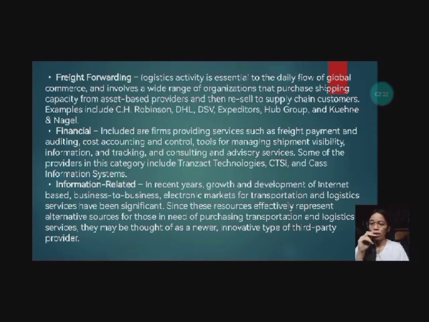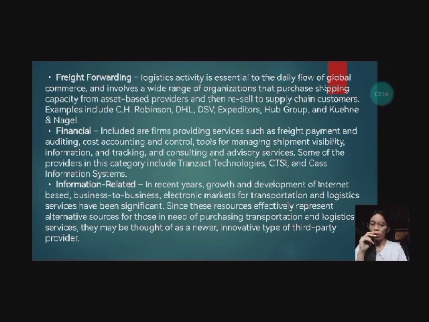Next is freight forwarding. Logistics activity is essential to the daily flow of global commerce and involves a wide range of organizations that purchase shipping capacity from asset-based providers and then resell to supply chain customers. Examples include C.H. Robinson, DHL, DSV, Expeditors, Hub Group, and Kuehne + Nagel. So, freight forwarding is third-party logistics that coordinates the shipment of goods across different modes of transport, ensuring a smooth journey.